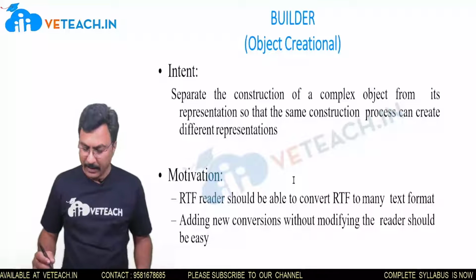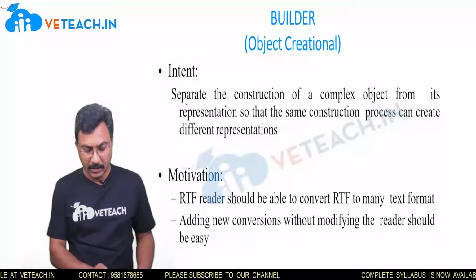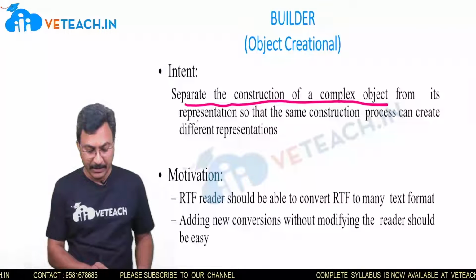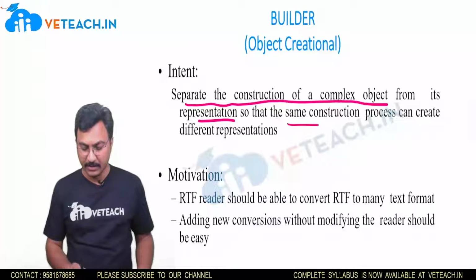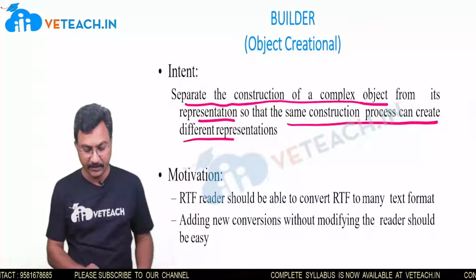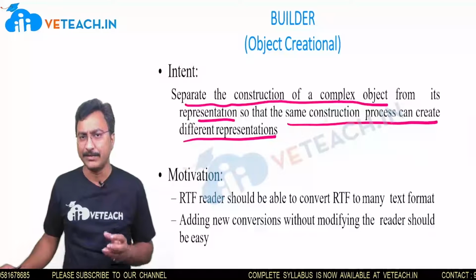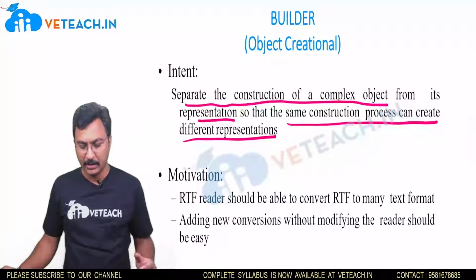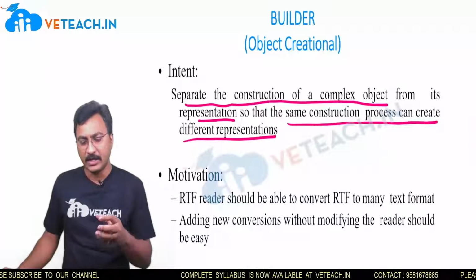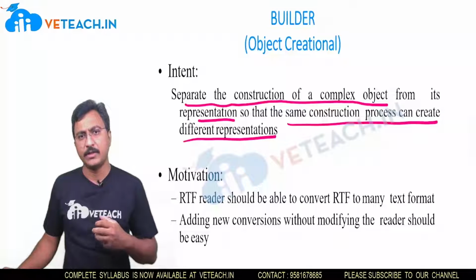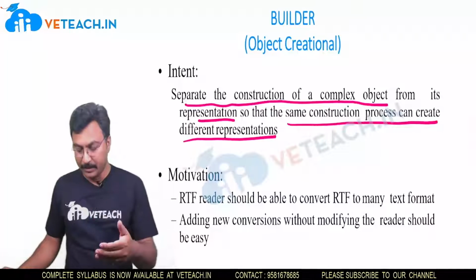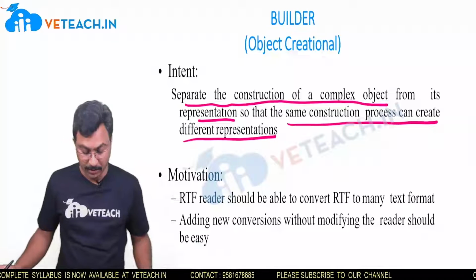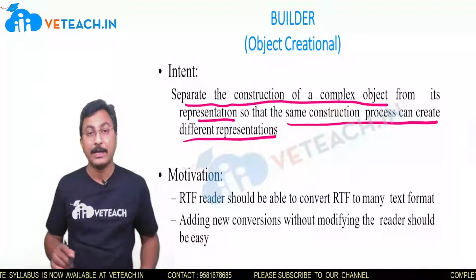What is the intent? A builder is used to separate the construction of a complex object from its representation so that the same construction process can create different representations. The word itself gives us a hint when to use a builder. A builder is used to create an instance and save that process, and the same process will be used for creating multiple different representations of an object. So to do that we use a builder.